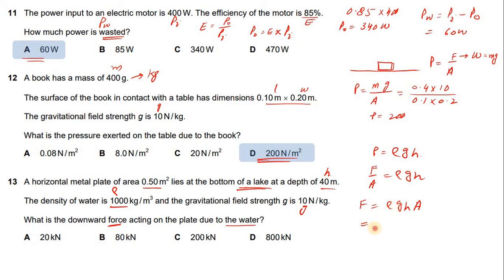So rho is 1000, G is 10, height, which is the depth, 40, area is 0.5. So the answer will be 200,000 Newton. This is the force. This 1000 you can write as K, so 200 K. So option is C.